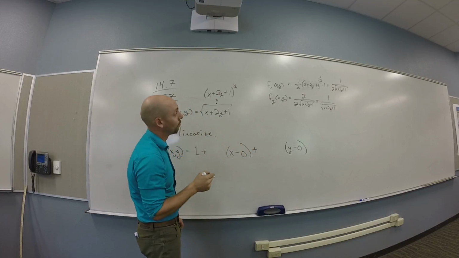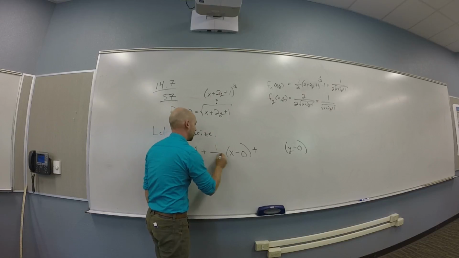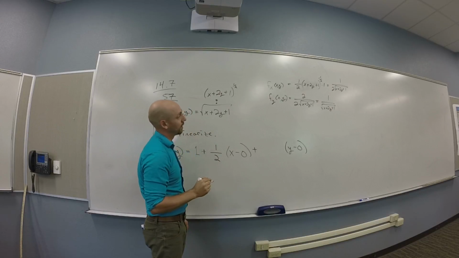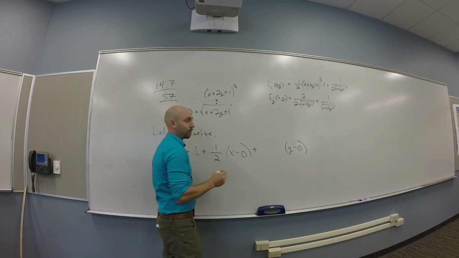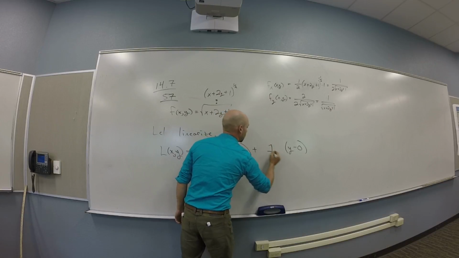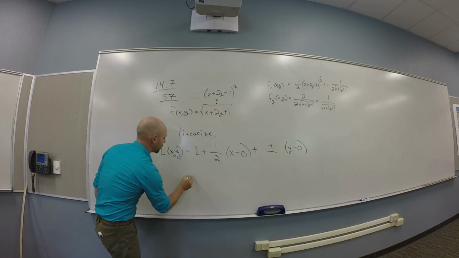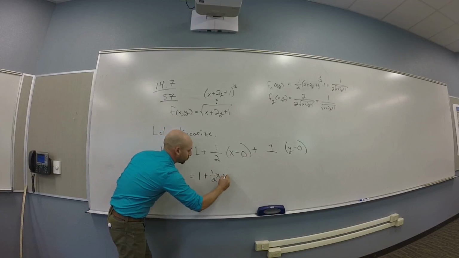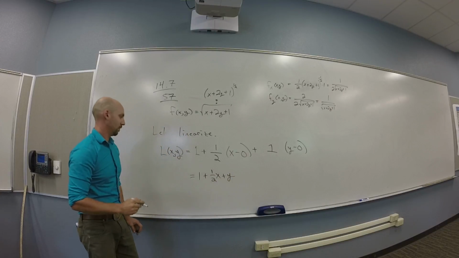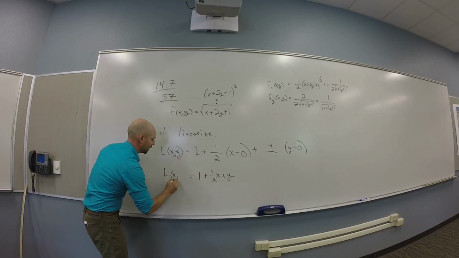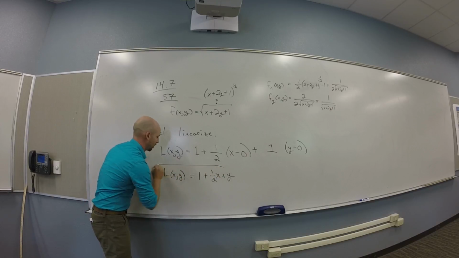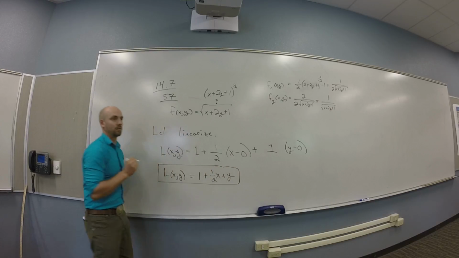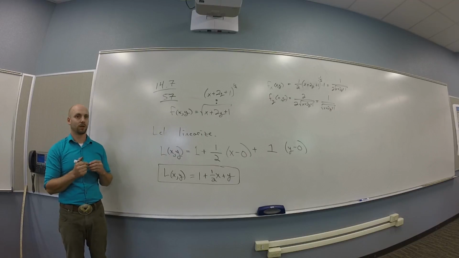What do you get? 1/2 and 1/1. Okay, so all told here I get 1 plus 1/2 x plus y. And that's my linearization in terms of x and y. You guys all good with that?